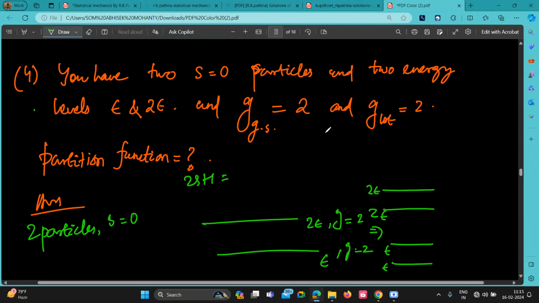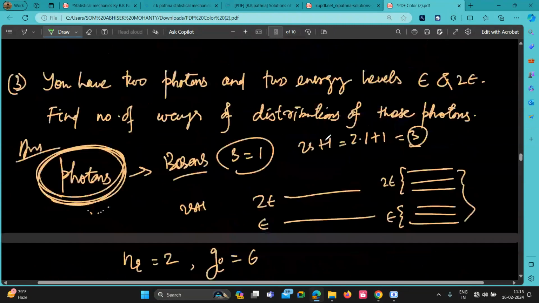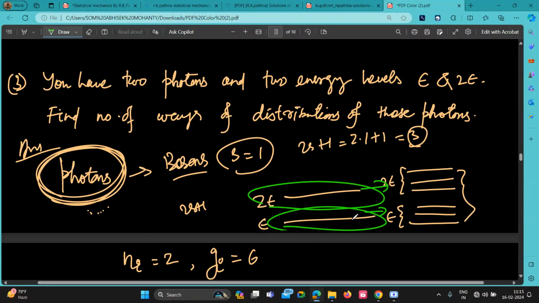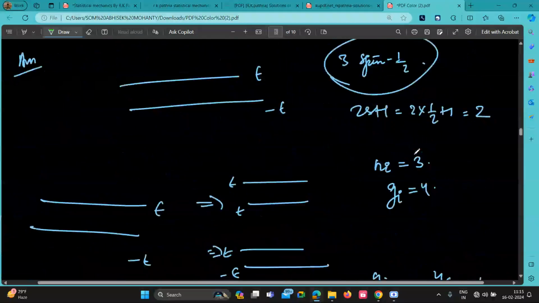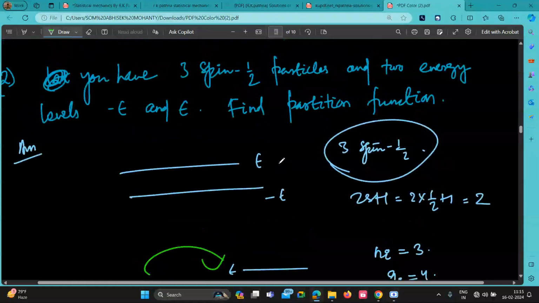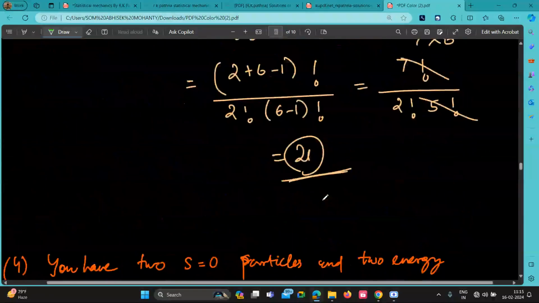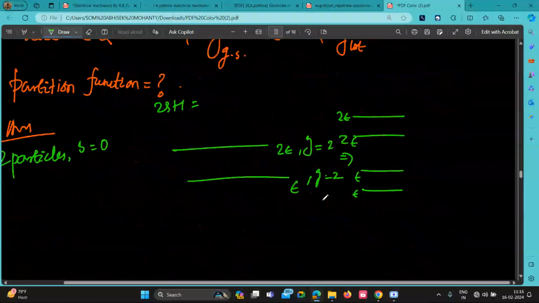First, because in the previous cases, what exactly happened? I directly split them. Why? Because their degeneracy is 1. There is no clarification on degeneracy, so we will consider them as 1. That's why I just directly split them. In the previous case also, the splitting happened directly, because their degeneracy was not given. That means it is 1. But here their degeneracy is already given. So first of all, we have to do the degeneracy. That is 2 for epsilon and 2 for 2 epsilon. Now we will do splitting.